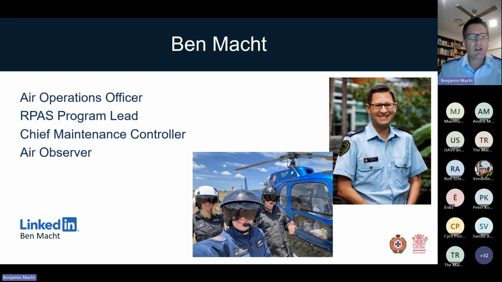Within the air operations unit, I'm an officer there, and my portfolio is the RPAS portfolio, where I'm the program lead for RPAS, making sure that we have that integrated into our business as usual to look after the state of Queensland from an emergency services point of view. I'm also the Chief Maintenance Controller for our RPAS program, and I also have an airborne role, so I'm an air observer. So I fly in helicopters and planes and do the mapping with our crewed aviation during the bushfire or the severe weather season that we experience here in Queensland.